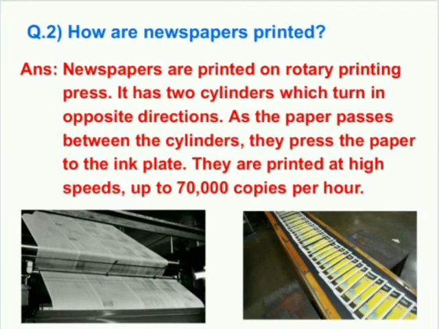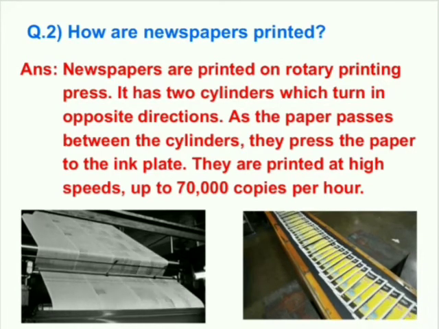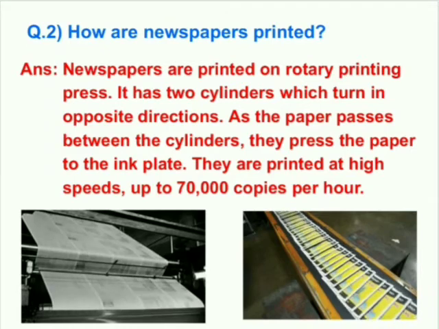How are newspapers printed? Newspapers are printed on rotary printing press. It has two cylinders which turn in opposite directions. As the paper passes between the cylinders, they press the paper to the ink plate. They are printed at high speeds up to 70,000 copies per hour. That means in 1 hour, at least 70,000 copies of newspapers are printed.